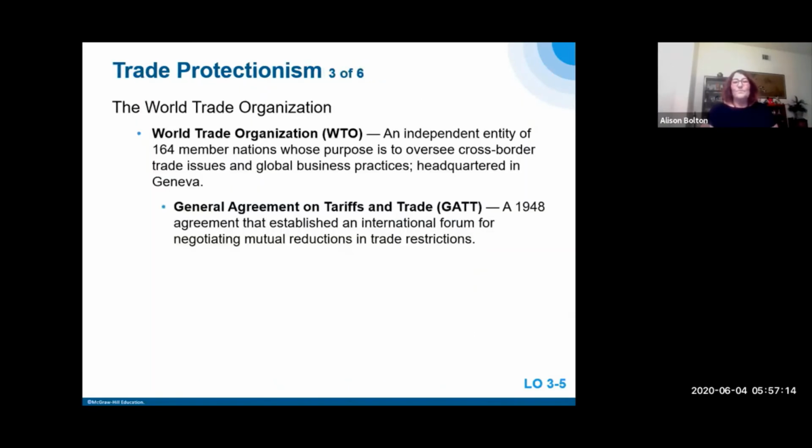Okay. World Trade Organization, WTO. It has 164 member nations, and they have a purpose, a singular purpose. It's to oversee cross-border trade issues and global business practices. So everyone's very well known of this organization in Geneva.